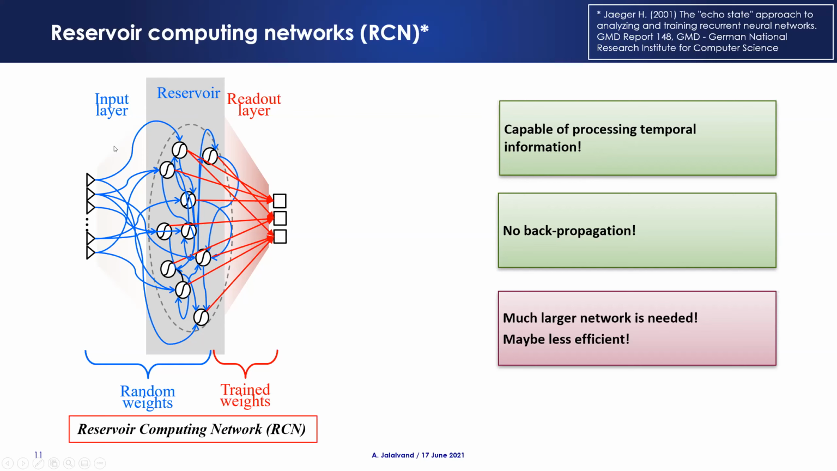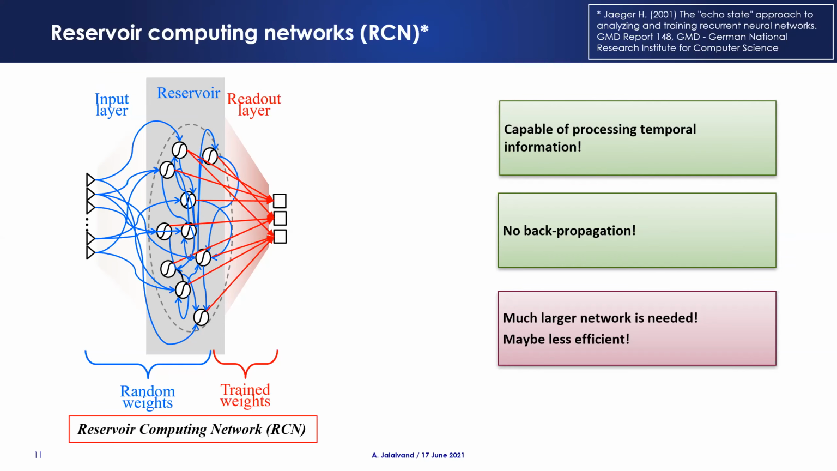So all these blue weights that you see here are initialized randomly, and they are not trained at all, and they will not be trained. They are just initialized randomly, and the only weights which are trained are the red ones, from the hidden nodes to the output, using only linear regression.